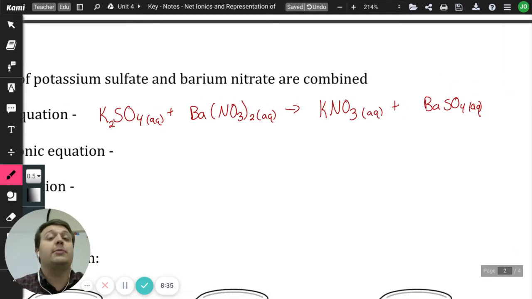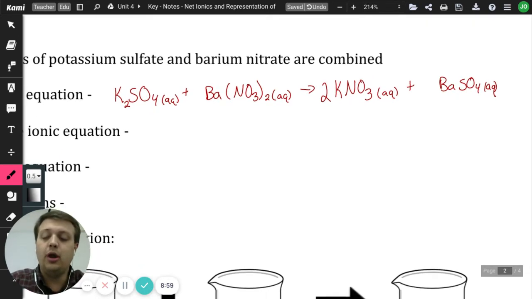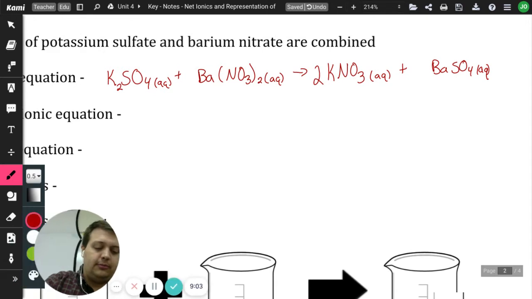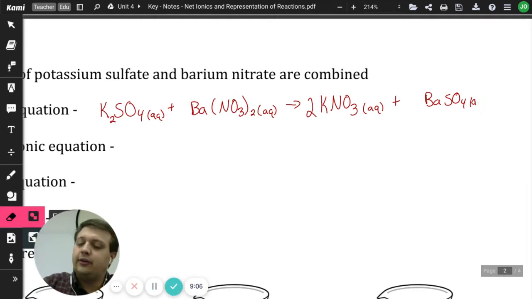Now, here's the thing. We need to make sure that we go back in and balance it. So I have 2 potassiums on the left and only 1 on the right. So I'm going to put a 2 up here in the front, and that's going to make it where I have 2 potassiums on the left, 2 potassiums on the right. I've got 1 sulfate on the left, 1 sulfate on the right, 1 barium, 2 nitrate, 2 nitrate. It's completely balanced. Okay. So now what I need to do is actually go back in. Sorry, I wrote this wrong thing up here.